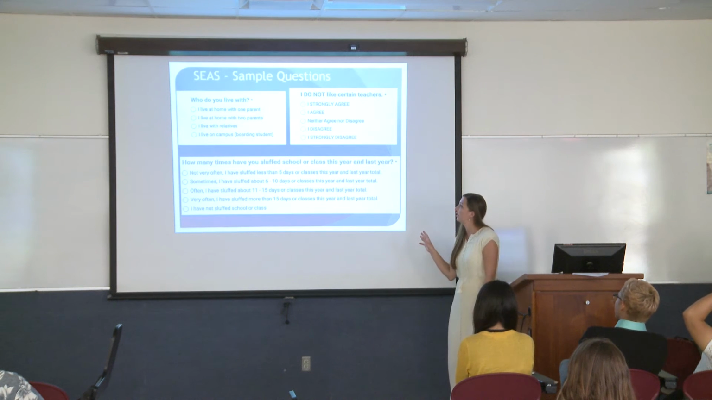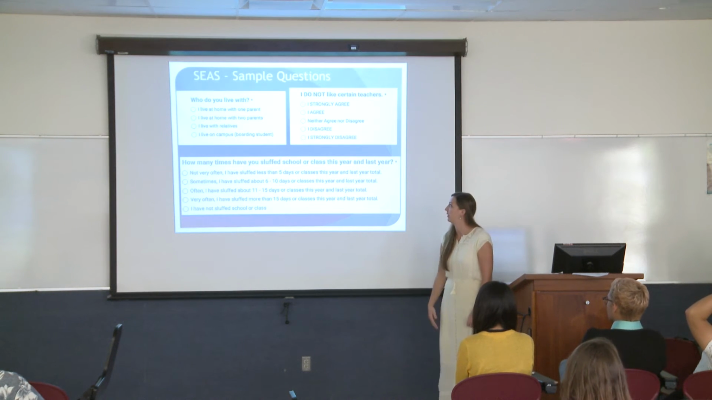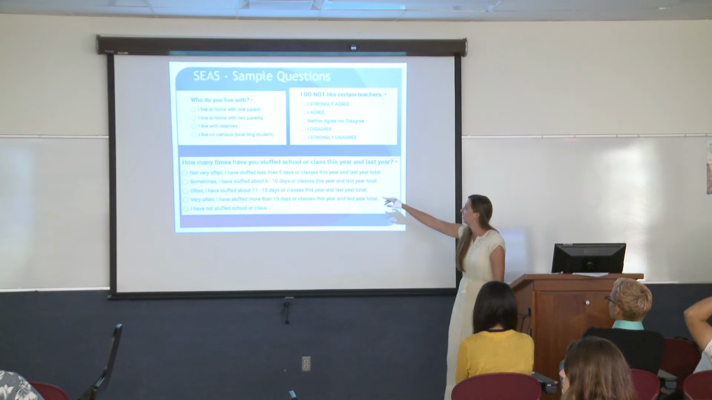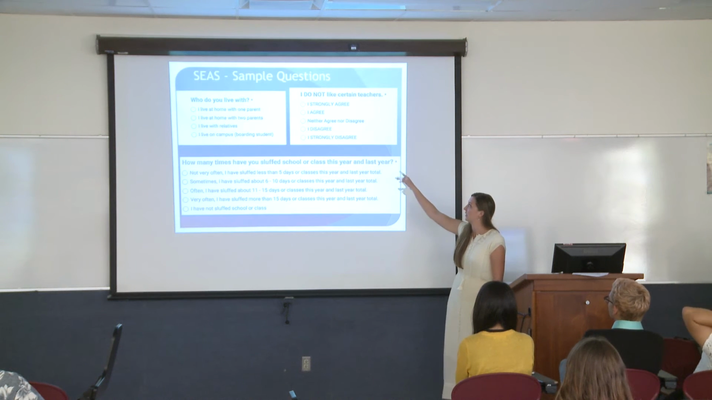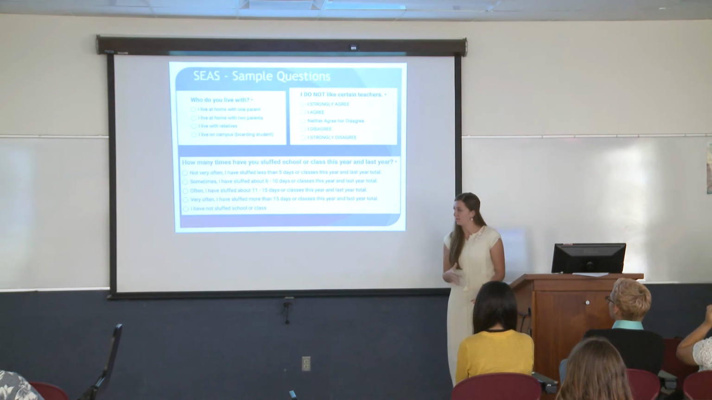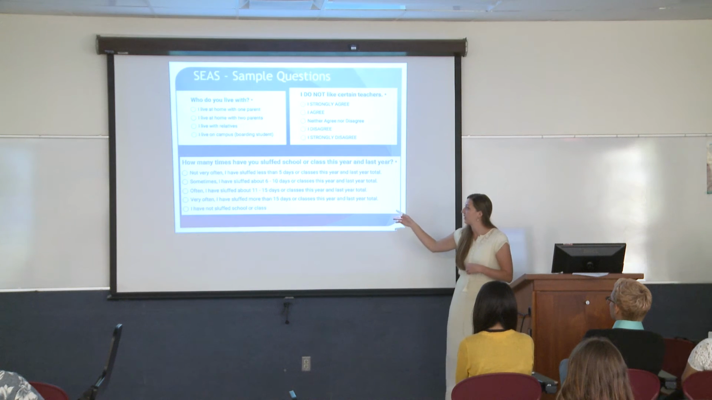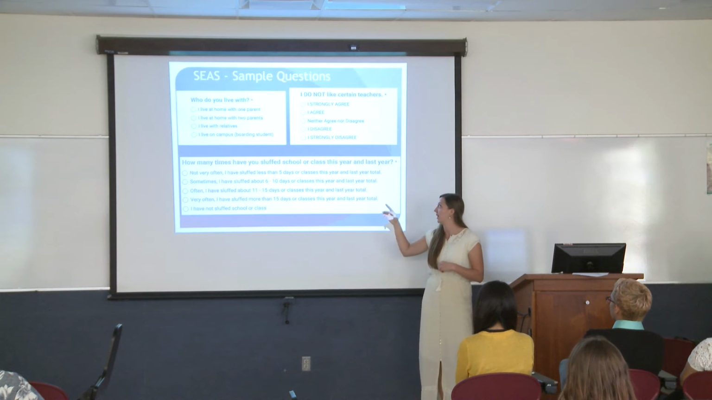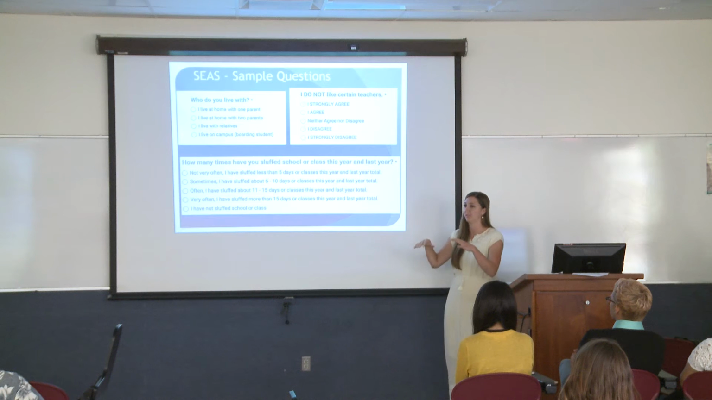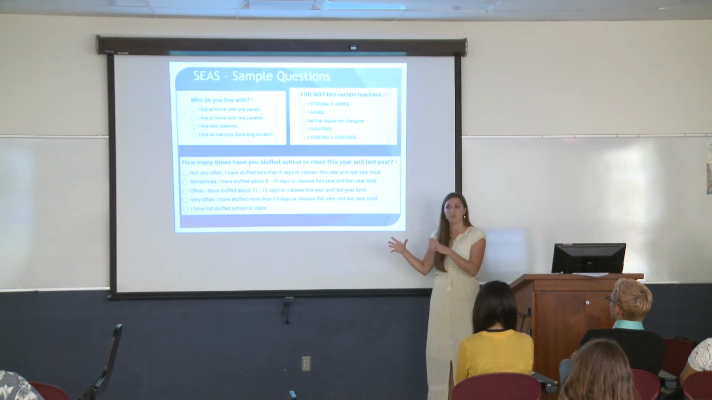Here are a couple of examples of the questions that the students were given. Who do they live with? I do not like certain teachers, with a Likert scale from I strongly agree to I strongly disagree. And then, how many times have you skipped school or class this year and last year? And that ranges anywhere from not at all to 15 or more times.